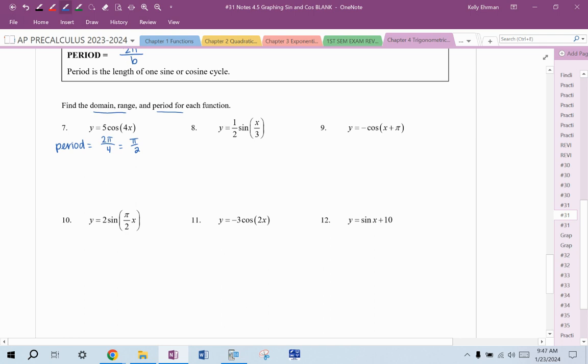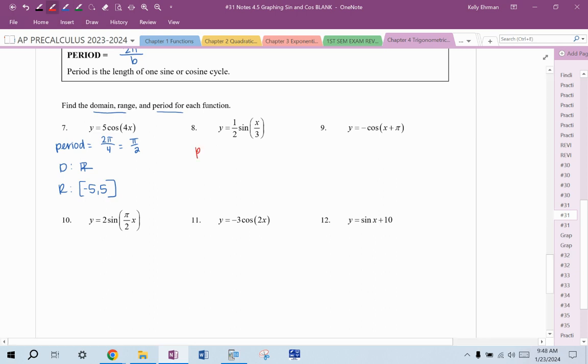What about domain and range? Well, for sine and cosine, remember, domain is always all real numbers. There are no vertical asymptotes. There are no jumps, gaps, holes, anything in a sine or cosine graph. The range depends on the amplitude. So the amplitude is 5. That means that this cosine graph will go up to 5 and down to negative 5. So our range is negative 5 to 5.